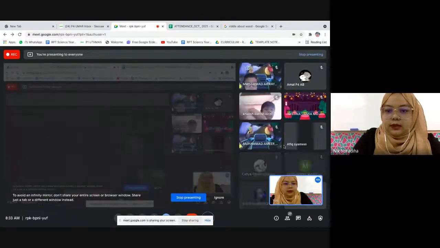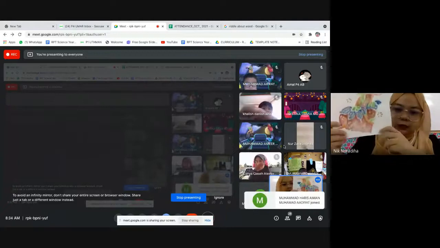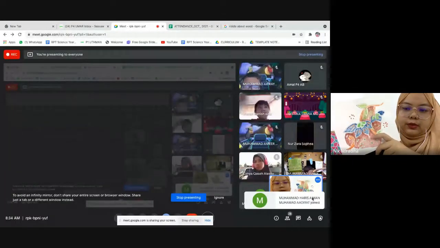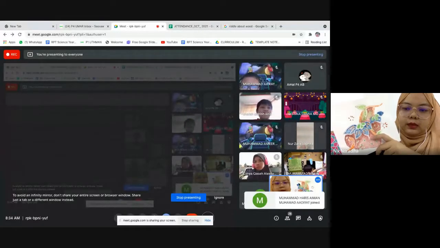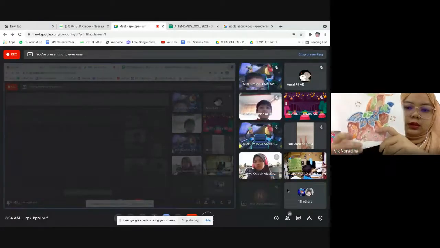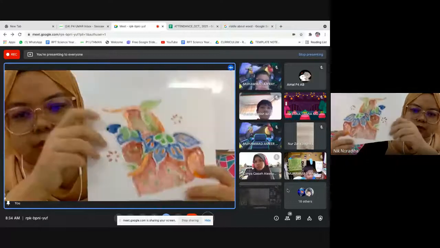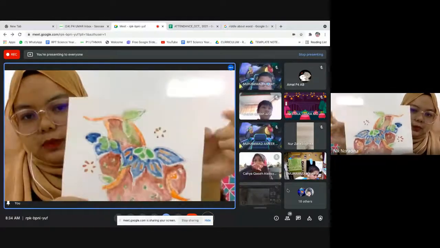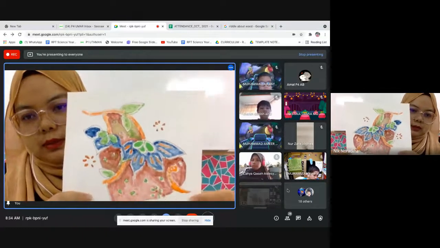Okay, so teacher has this one with me, my drawing. My drawing during our CCA that day. So can you guess what I used? This one. The white one, what do we call this?